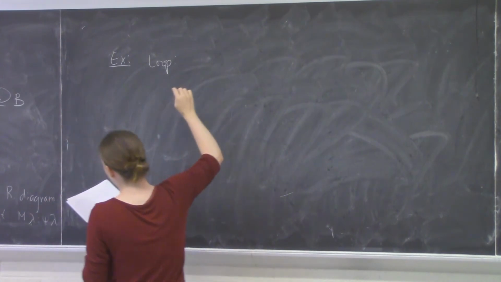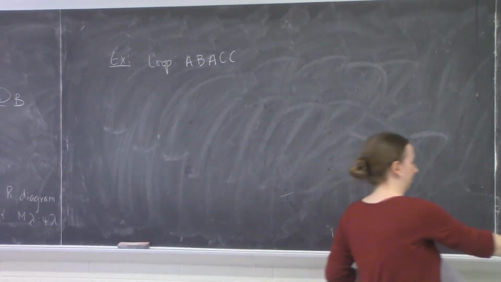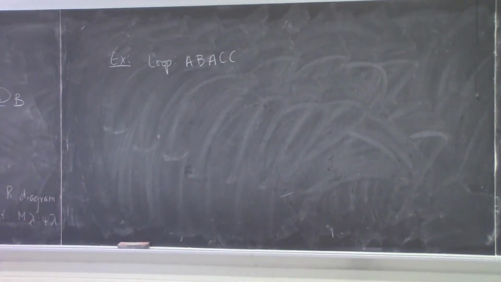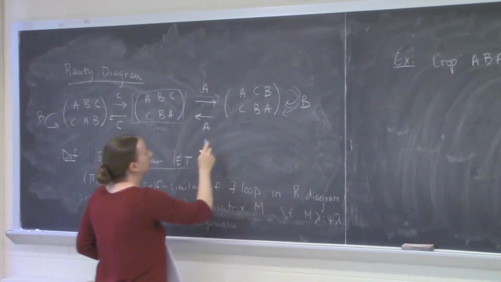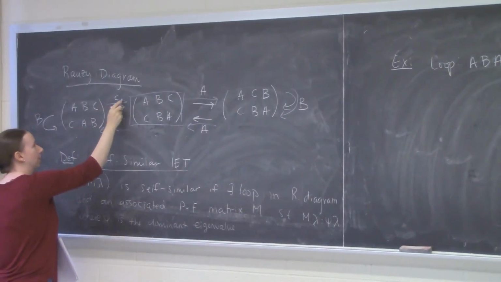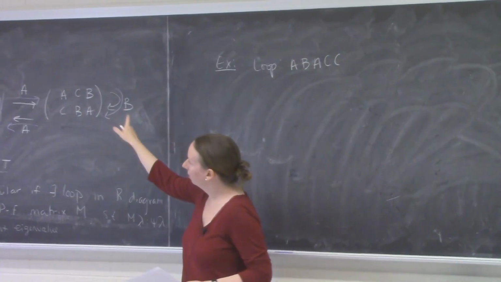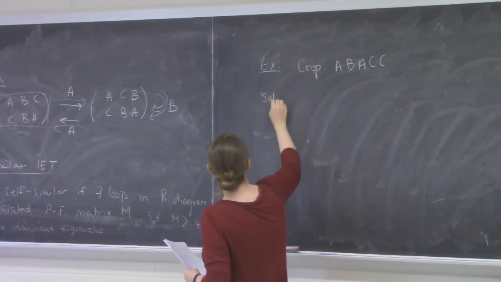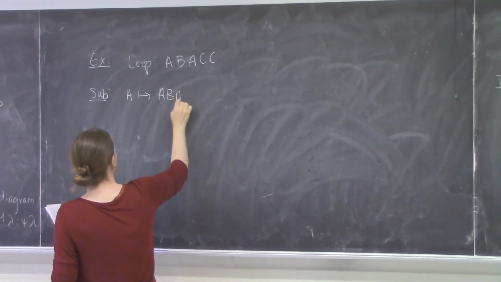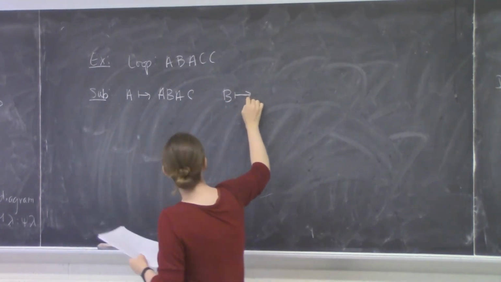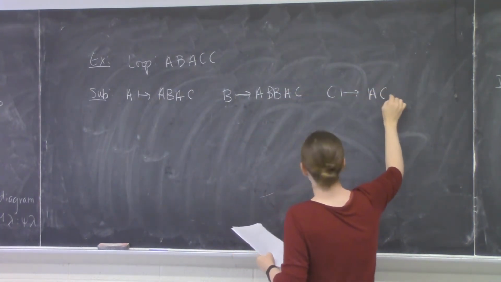So let's look at the loop. Let's see, what do I want to do? A, B, A, C, C. All right. So again, we're starting here. This is our home base. And we're going to go this way. Then we're going to go around, back, back, and then back to our home base. That's the loop we're going to do. Okay. If you were to put all those substitutions together, the one that you come out with is A goes to A, B, A, C. B goes to A, B, B, A, C. And C goes to A, C.